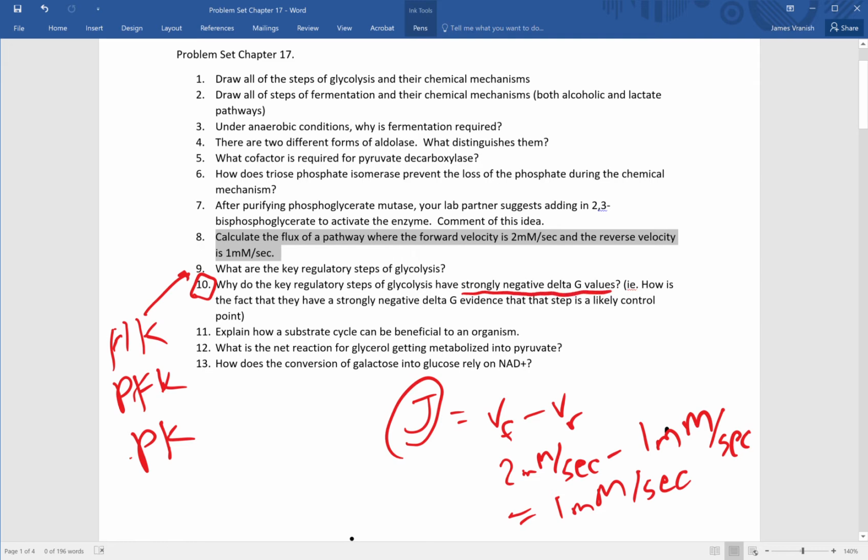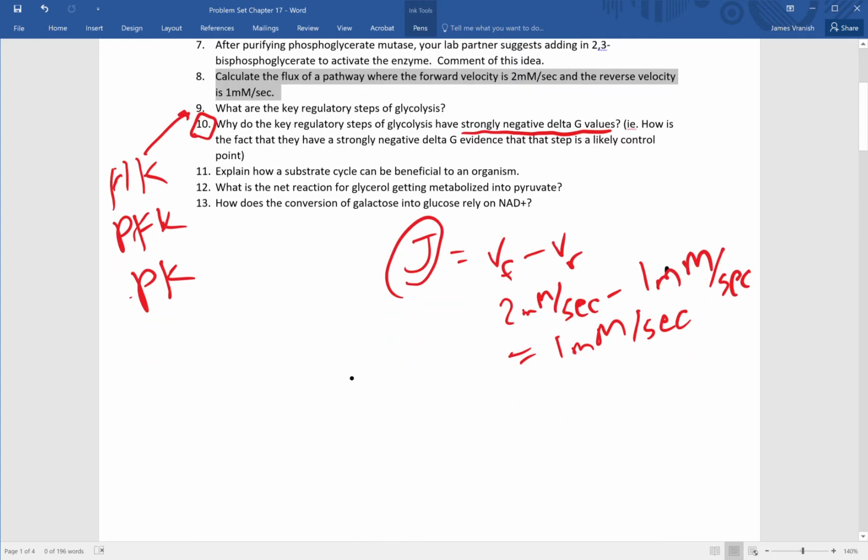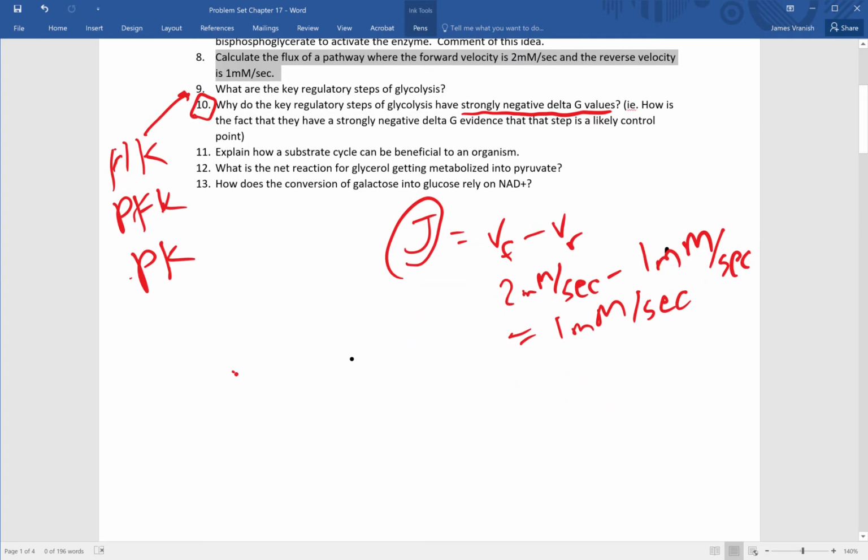So question number 10 is asking you, why do the key steps of glycolysis have these strong negative delta G values? I.e., how is the fact that they have a strong negative delta G evidence that they are a likely control point? Well, why is this? Because in this question I'm talking about actual delta G. I didn't say delta G naught or anything like that.